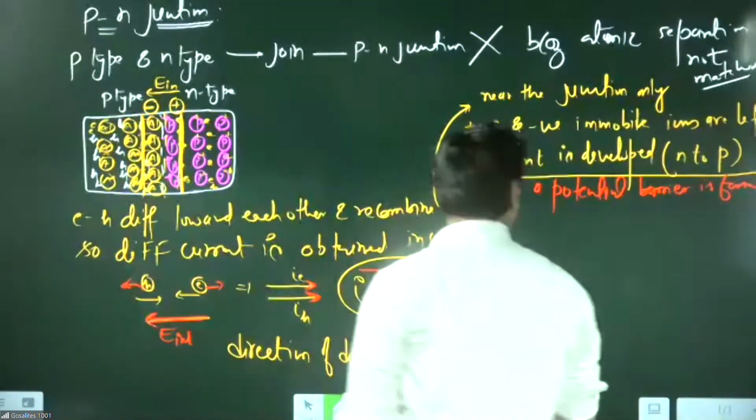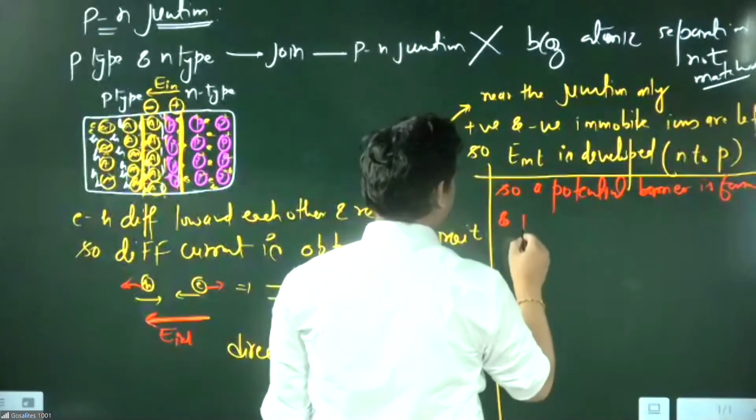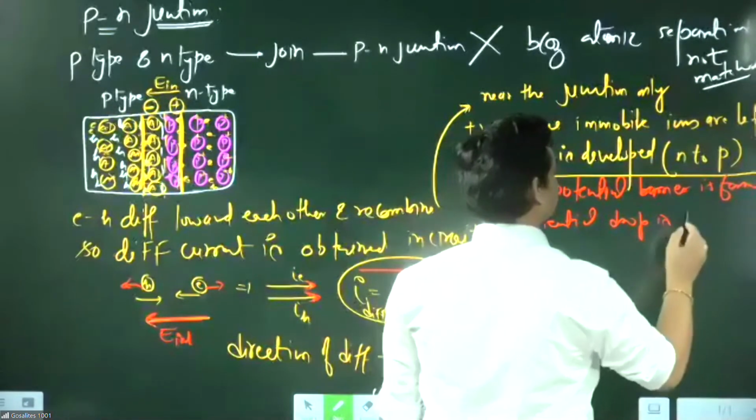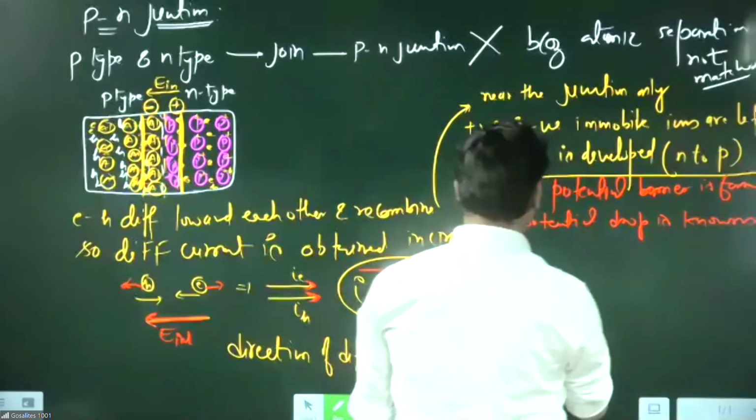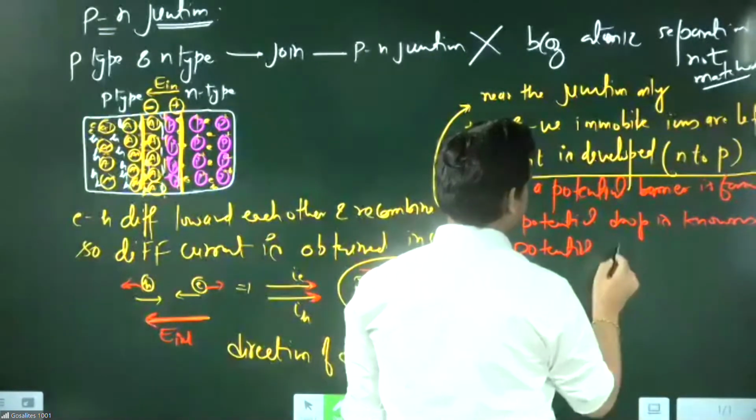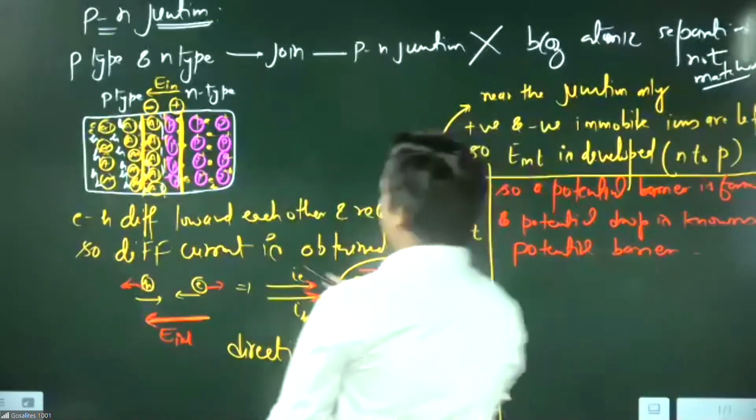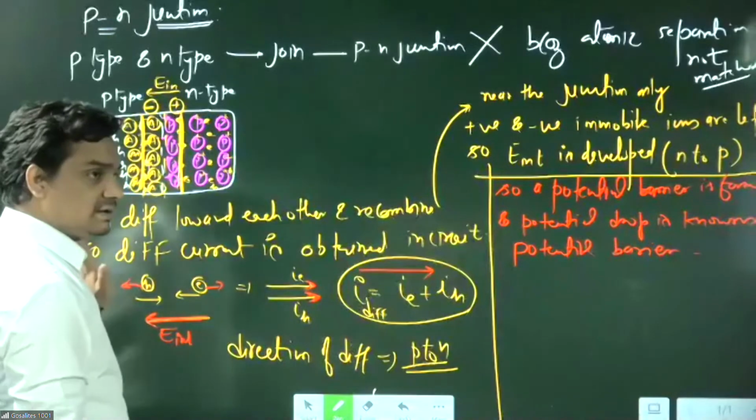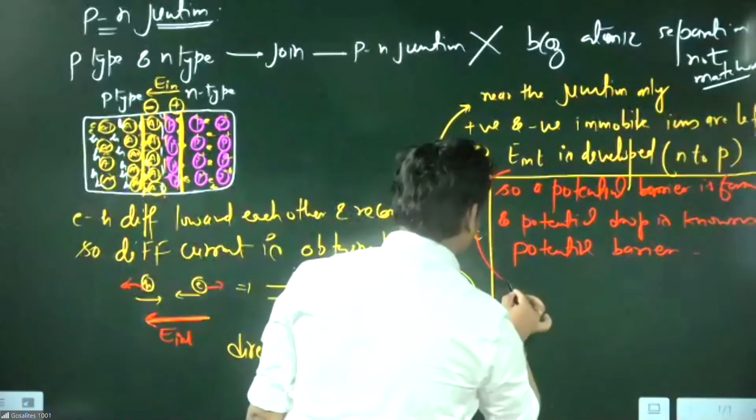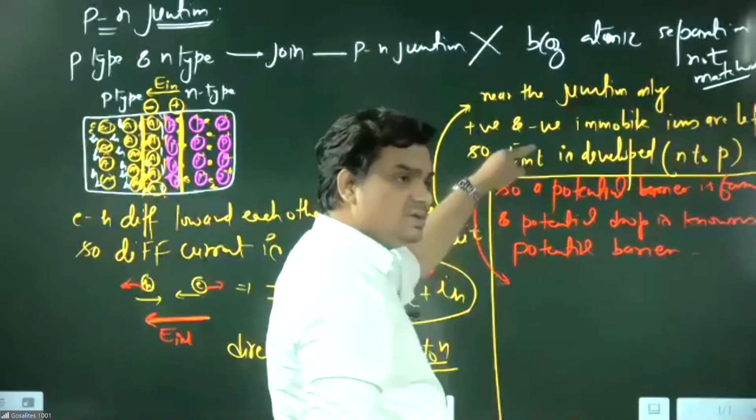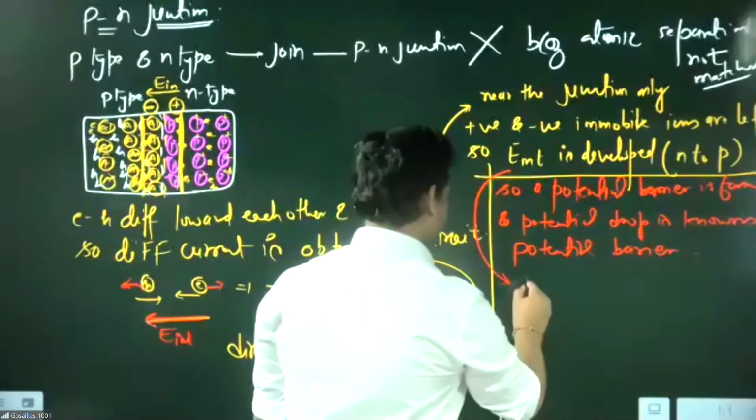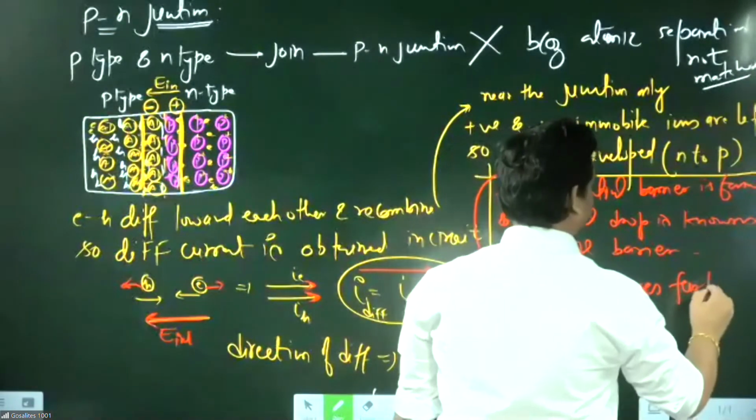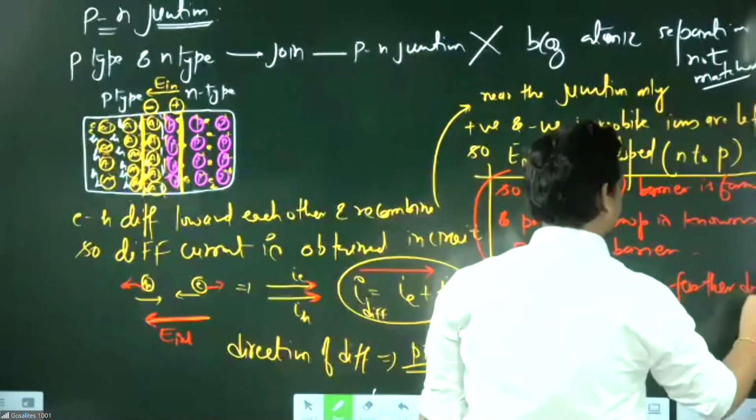A potential barrier is formed, and this potential drop is basically known as the potential barrier. This side we have high potential, this side we have low potential. So this is known as your potential barrier. Clear? Now, is this internal field going to oppose diffusion or support diffusion? This internal field E internal opposes further diffusion.